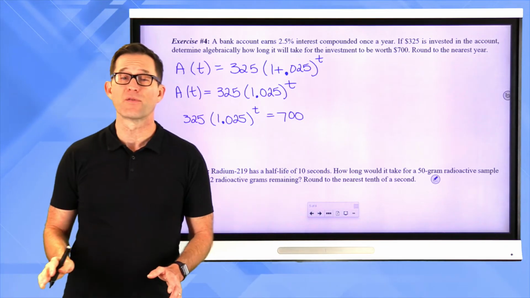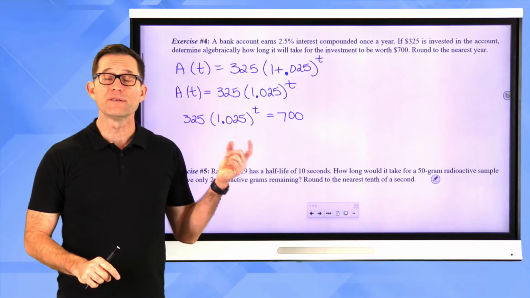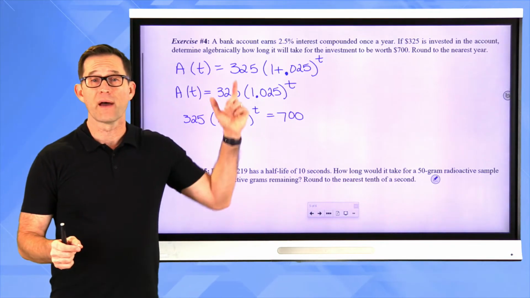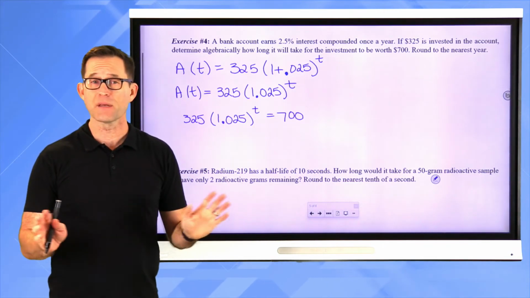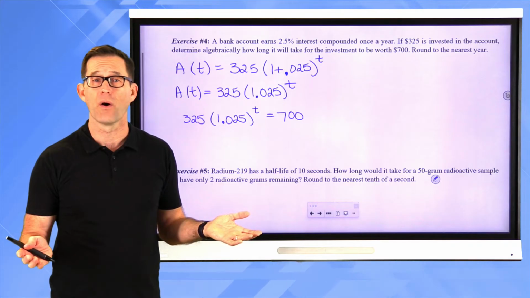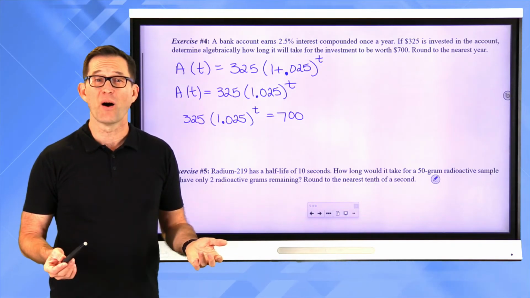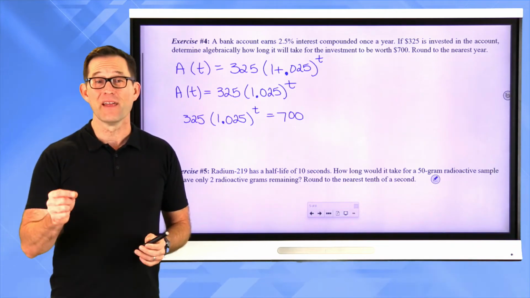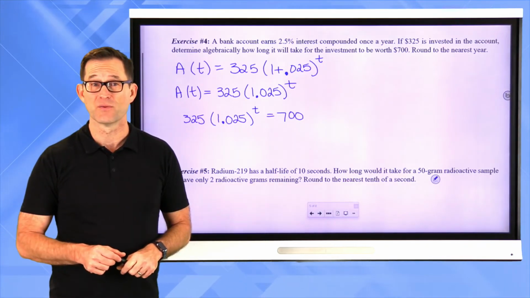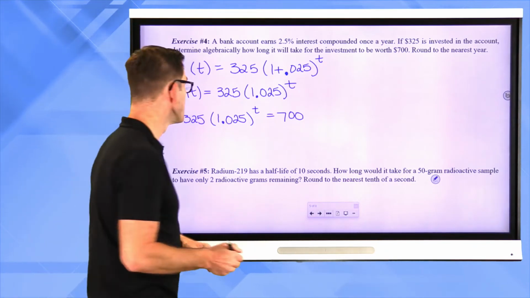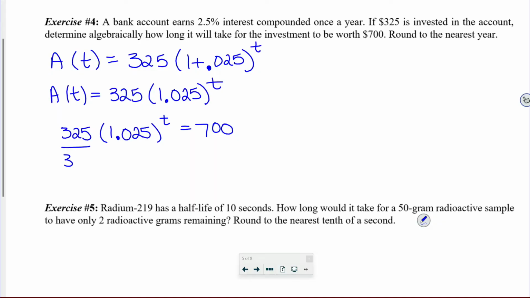All right, let's talk about this for a moment. If you're able to write this down right from the beginning without having to write this and then this down, that's completely okay. There's no problem with that at all. But now we're really doing a problem that's almost identical to letter C in the last exercise, right? So what we're going to do is divide both sides by 325. And perhaps 700 divided by 325 is a nice number.